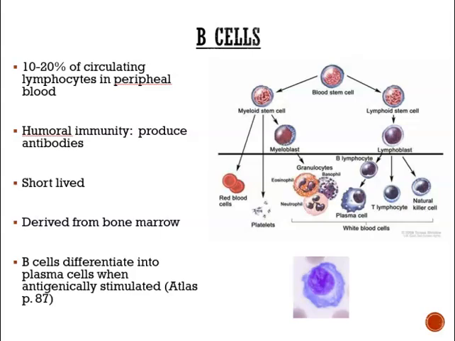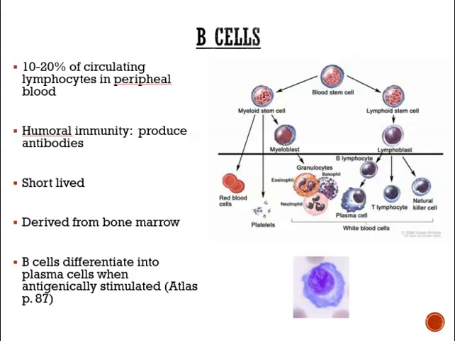Okay, the next cell in our lymphoid line is our B cells. We only have about 10 to 20% B cells circulating in our peripheral blood. And these help with humoral immunity and produce antibodies. They are usually short-lived, living only about a few days or maybe even a few weeks. They're derived from the bone marrow. The B cells differentiate into plasma cells when they're antigenically stimulated.